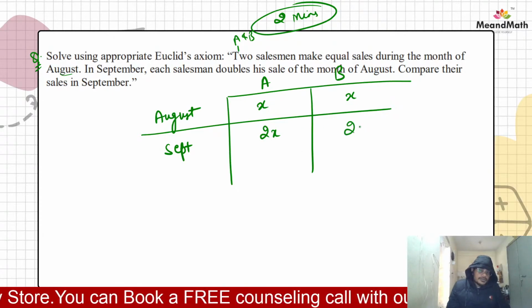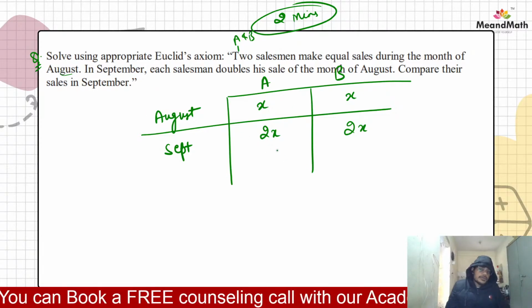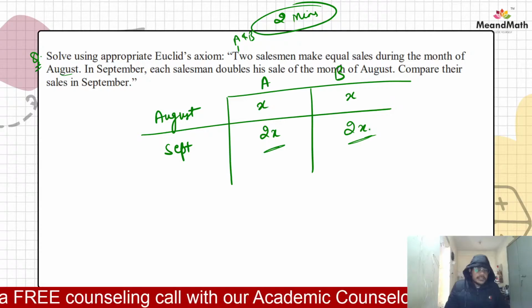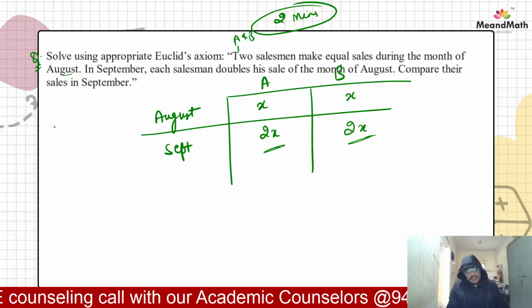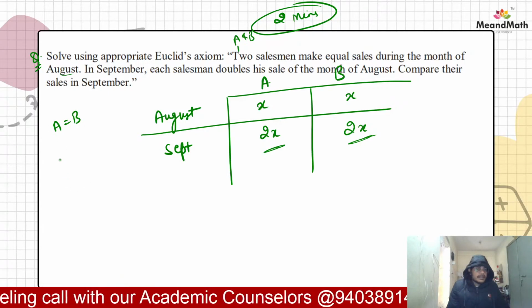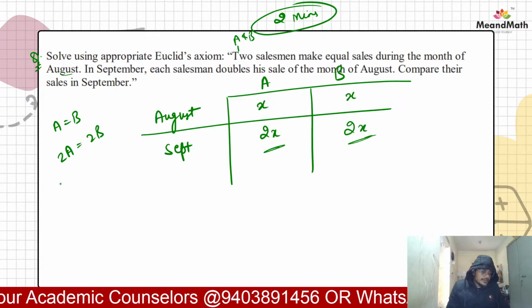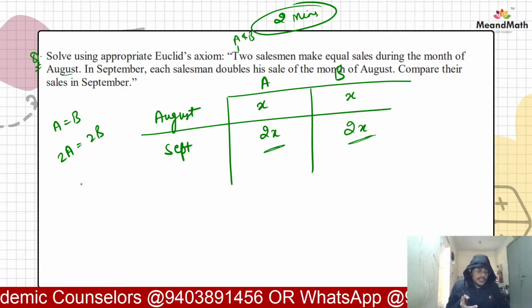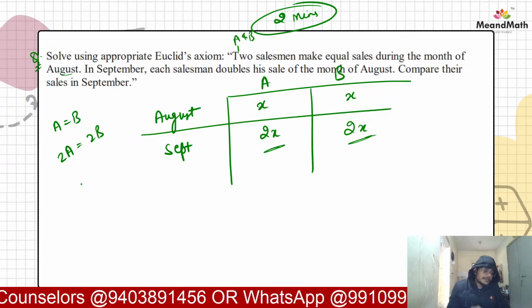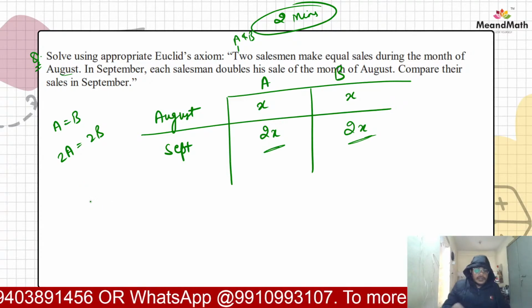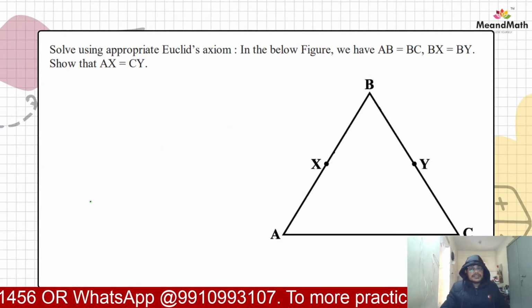Similarly for the case of this one. Now you have to compare and you can see 2x is equal to 2x, right? Now use the Euclid axioms. And what does that say? That if A is equal to B, that means 2A should be equal to 2B, right? If two things are equal, whether you multiply them or divide them, they should be equal, right? Okay. Moving on to the next question.